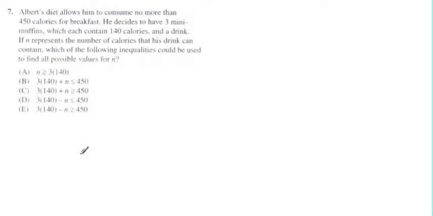Now, number 7. Albert's diet allows him to consume no more than 450 calories. No more than, that means it has to be less than or equal to. So we're looking at this one possibly, and so is this one. But he decided to have 3 mini muffins, which each contains 140 calories. That means we gotta multiply those by 3, such as these two. And a drink. If n represents the number of the calories that his drink can contain. But the thing is, when you are combining the drink and the muffins, has to be less than 450. So our answer will be choice B.